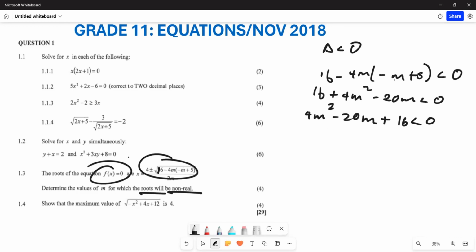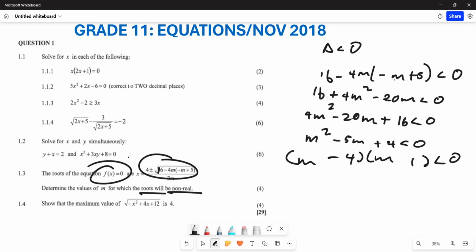You divide by 4 everywhere, which means you are going to have m squared, subtract 5m, plus 4 is less than 0. Now, you are going to open your two brackets and write this as less than 0, which means your m here is going to be m and m. You're going to have 4 and 1 where both of them are negative.